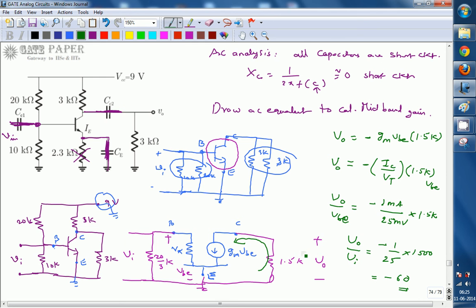So what we have calculated is that the DC value of IE is 1 milliampere, so the right option is A, and the midband voltage gain is minus 60, so the right option is D. Thank you.